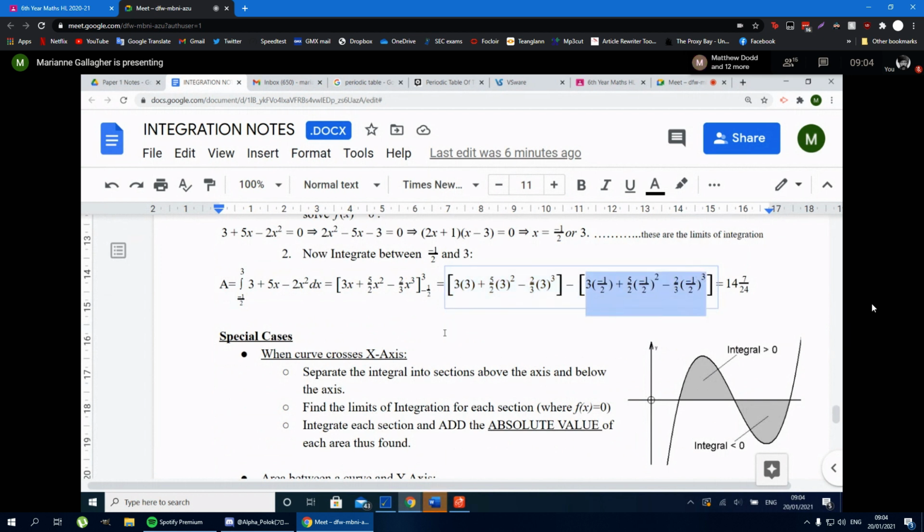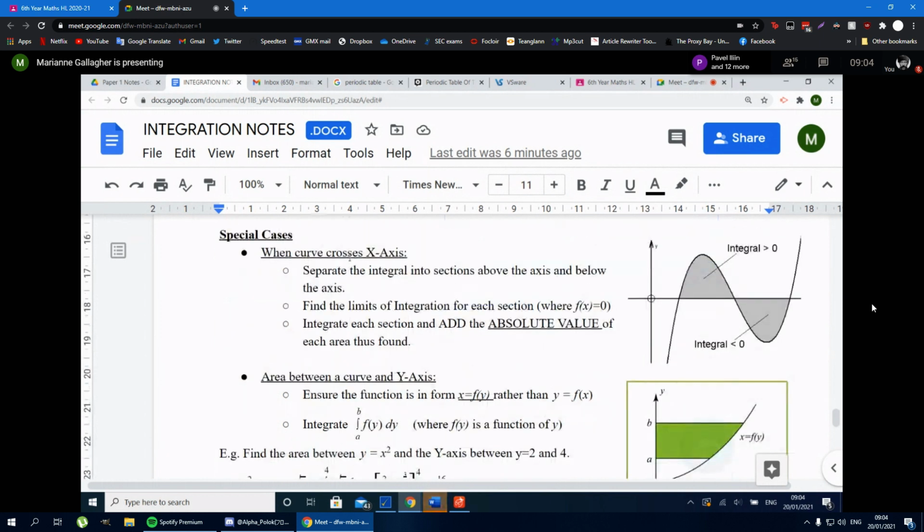Okay. Few special cases. If the curve crosses the x-axis, so if you've got a bit above and a bit below, the above would give you a plus value and the below would give you a minus value. And if you add them both together, they'll cancel out. So what you have to do is you have to do each separately, okay? And then add the absolute value of each area.